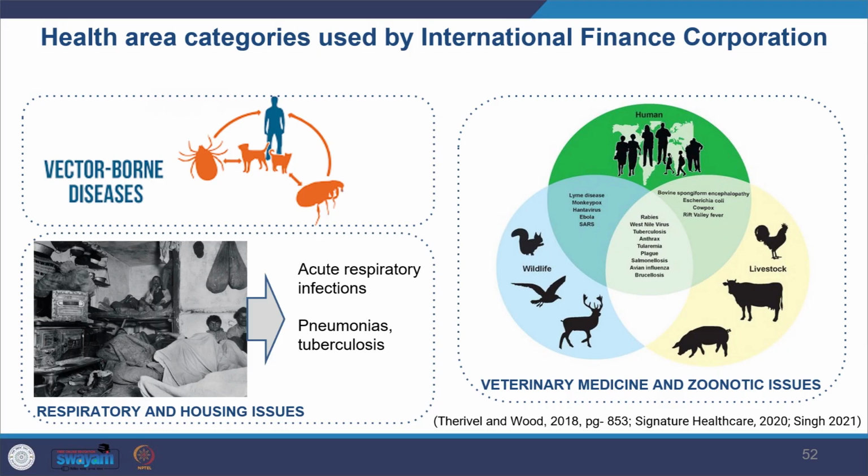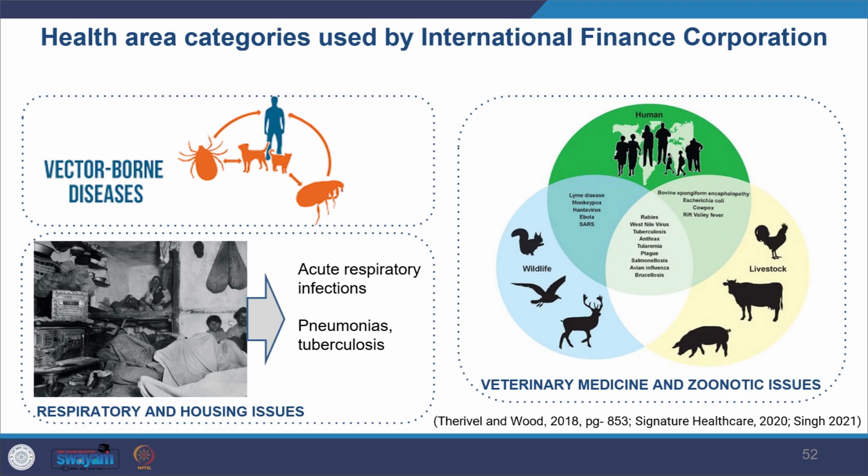So you can see the health area, vector-related disease, such as malaria, schistosomiasis, dengue, and so on. And then you see respiratory and housing issues, or acute respiratory infections, pneumonia, tuberculosis, and so on. And you see veterinary medicine and zoonotic issues, sexually transmitted infections, and soil and water sanitation related disease.